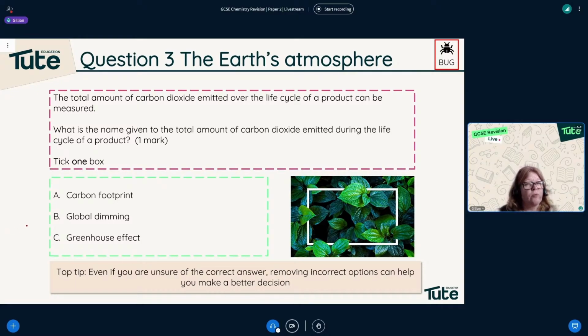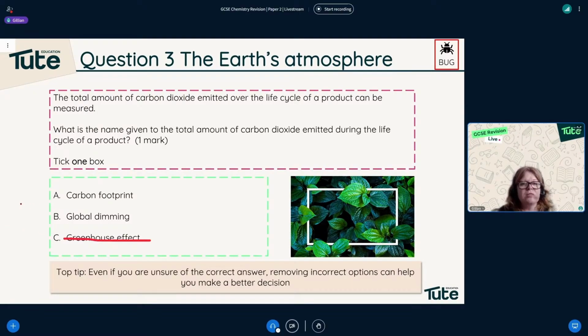So you actually need to know what all of these keywords mean. So let's start at the bottom because we can. So the greenhouse effect is the increase in the temperature of the Earth's atmosphere due to those greenhouse gases in the atmosphere trapping infrared radiation from the surface. So it can't be the greenhouse effect.